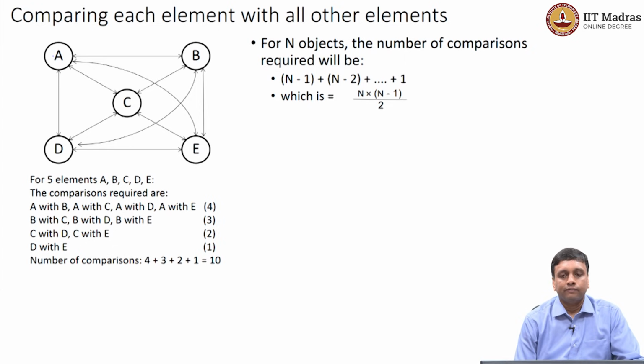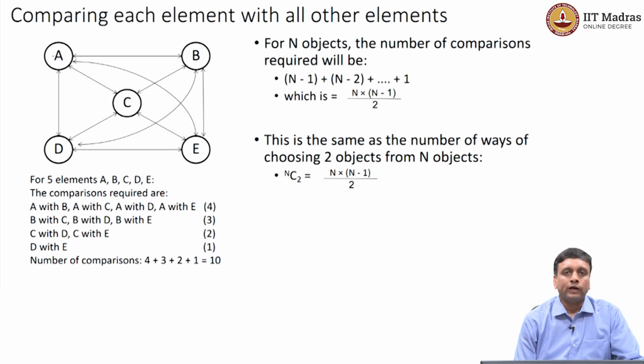You may have studied this in school, but this is a well-known formula that the sum of any such sequence from 1 to n minus 1 is actually n into n minus 1 by 2. There is a different way of thinking about it, which is that what we are doing is we are taking every pair of elements from this set and comparing them.